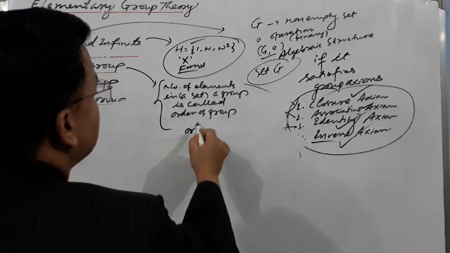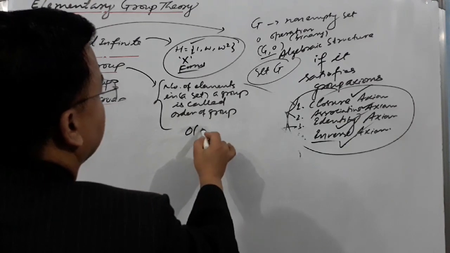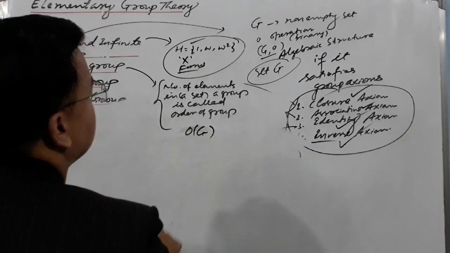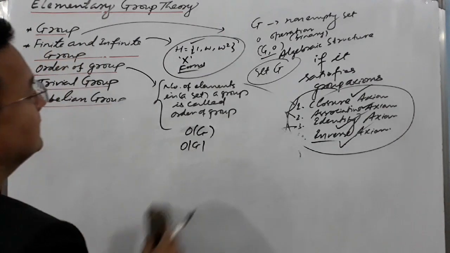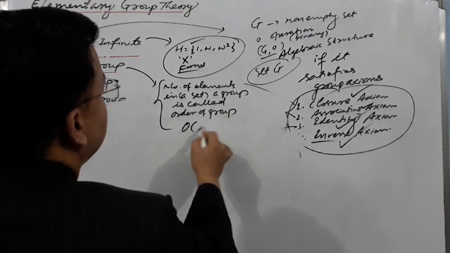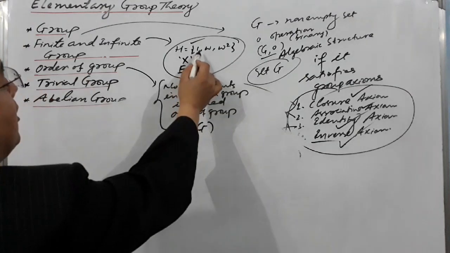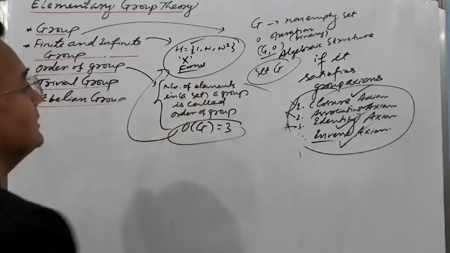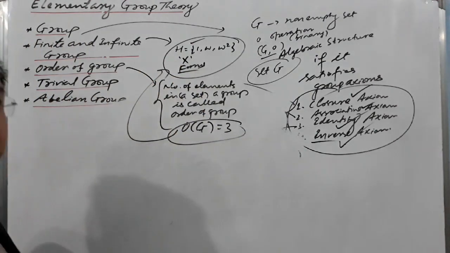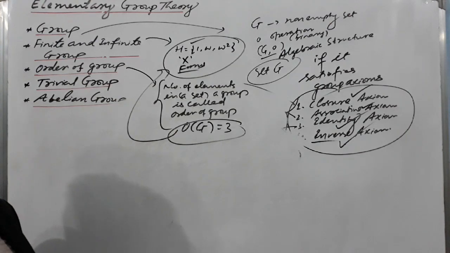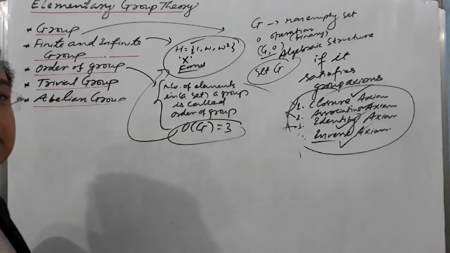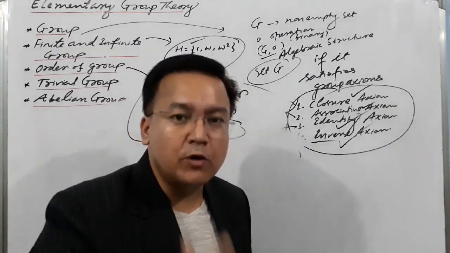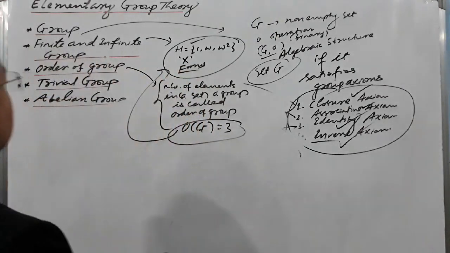Order of a group is denoted in this way, or you can use this way also. So see, order of a group: let me tell you, how many elements here? This is a finite group, 1, 2, 3. So here the order of the group is 3 in this case. Just count the number of elements in a group. If you have a group of 10 elements, then the order of the group is 10. If you have 3 elements in a group, then the order of the group is 3. Order of a group is clear.